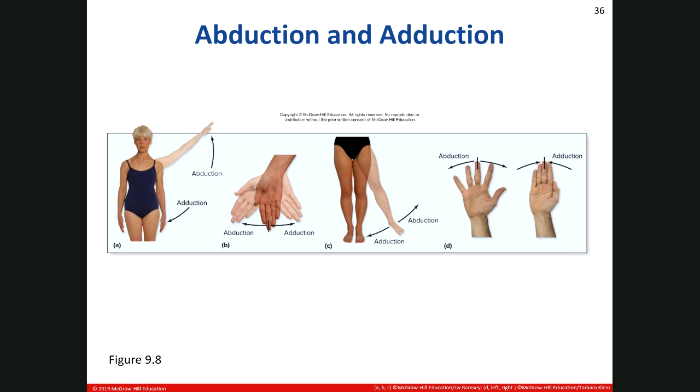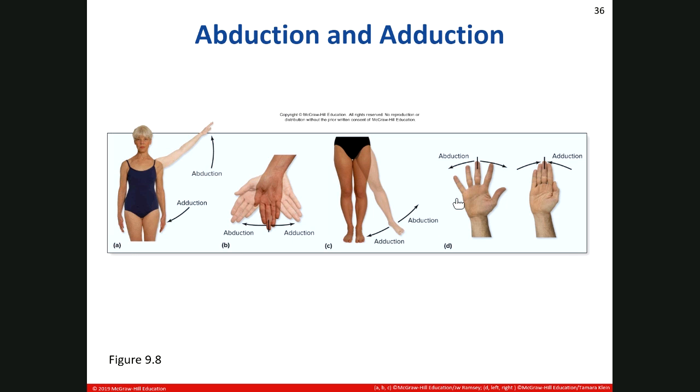So you can see all these different examples. We got our nice lady here. She's doing abduction, lifting her arm up. When she brings it back down to her side, that's the adduction. Now, when we're talking about abduction and adduction for your hand, same for the wrist, I should say, as we turn the wrist in, that's adduction. If we turn the wrist out, that's abduction. You guys see how it works with the leg?